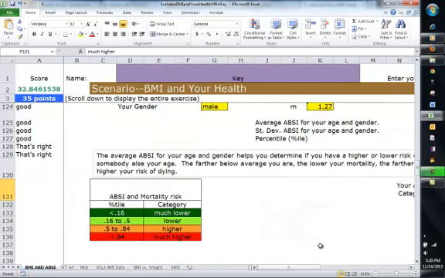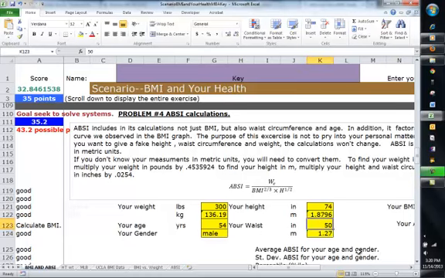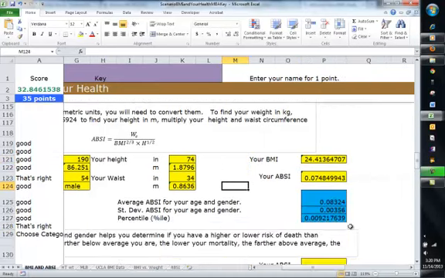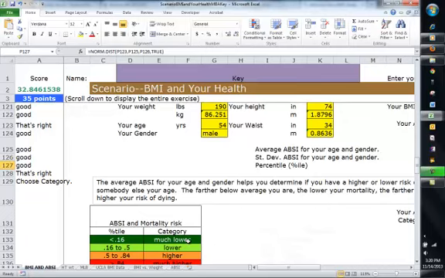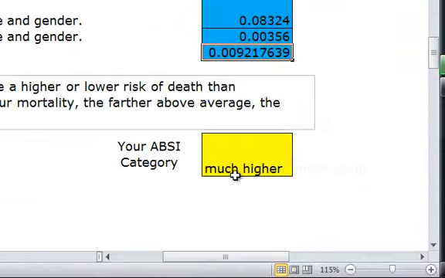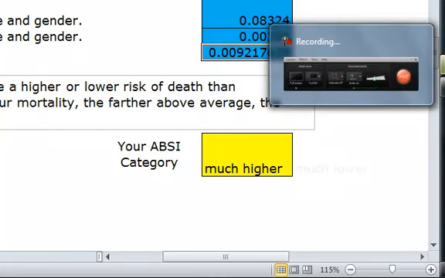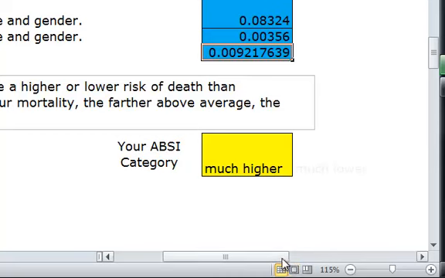All right. If I would have a waist circumference of 34 inches and a weight of 190 pounds, if I would get more muscular and less belly fat, notice now my percentile drops to 0.009, which puts me in the much lower category. So you can see the differences in how you go about figuring out how your ABSI score will look.